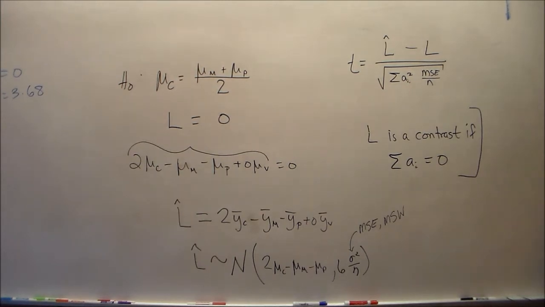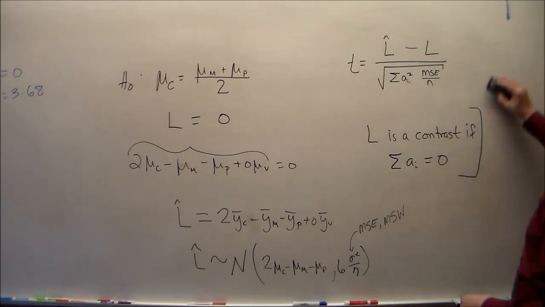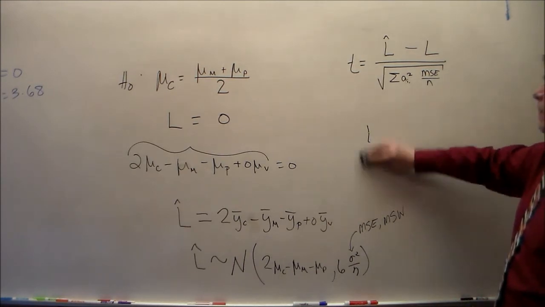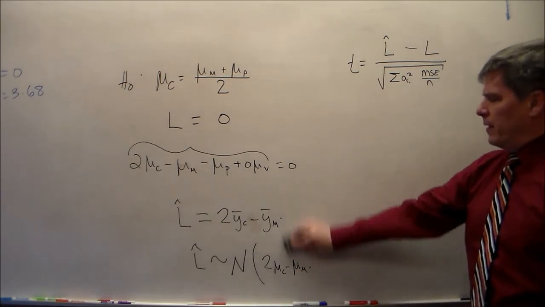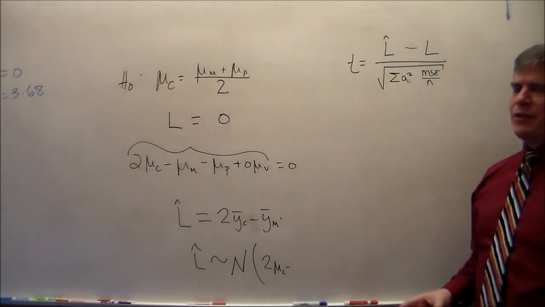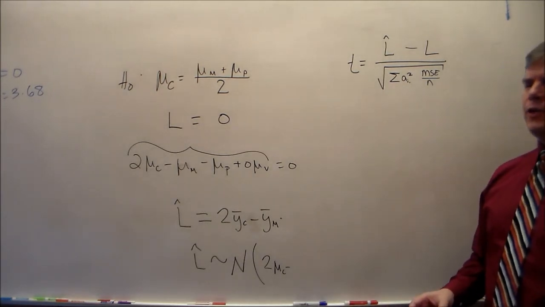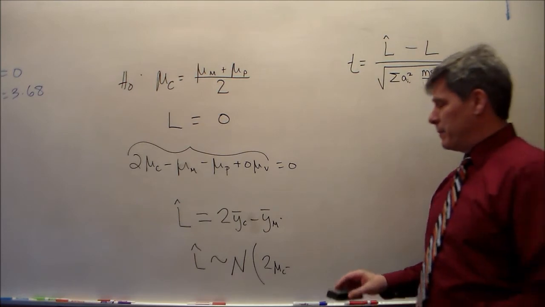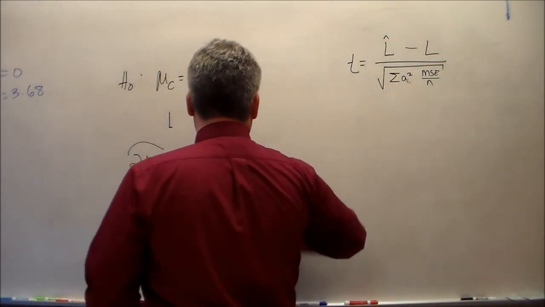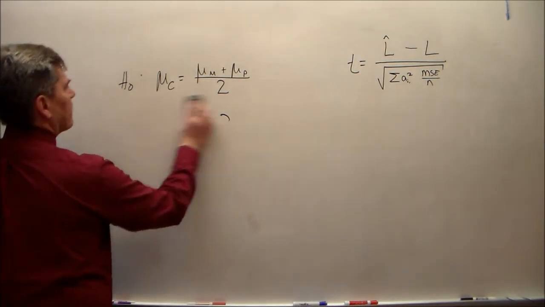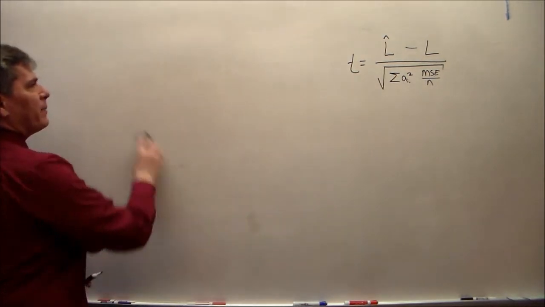So let's go ahead and look at this t-test statistic a little bit closer. It follows a t-distribution. T-distributions require a number of degrees of freedom. How many degrees of freedom will that follow?